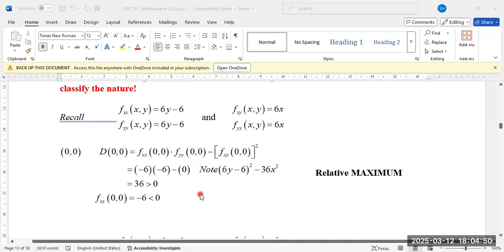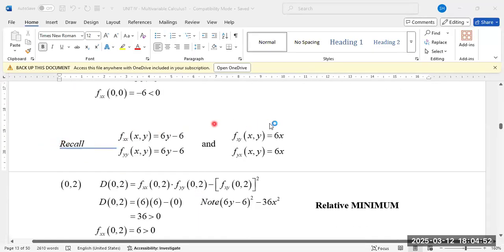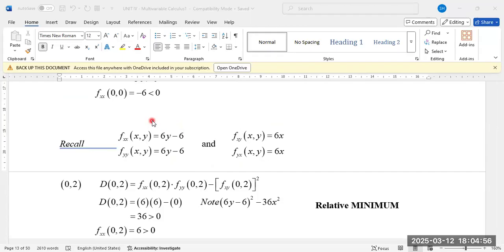Similarly, what I'm doing again is recalling my first. So do you understand now how important it is for you to do your partial derivatives correctly? Because it's not only the first order partial you're going to be using, you're using everything. So you have to make sure that the partials are correct.